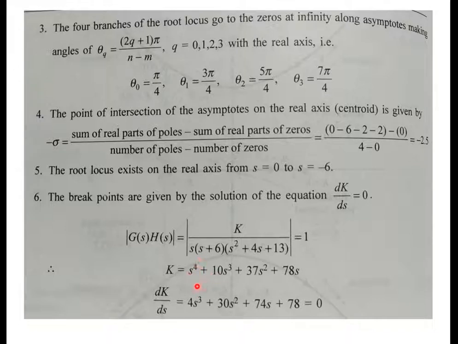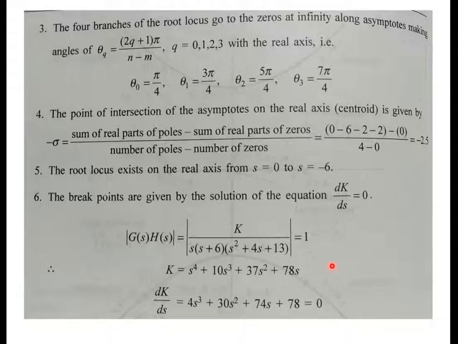When you do dk by ds, the derivative with respect to s, s to the power 4 gives 4s cube plus 10 into 3, 30s square plus 74s plus 78, equal to 0. Just take the solution. This solution is very easy; you can put the equation in the calculator. In the calculator you will get the values s1, s2 and s3: s equal to minus 4.1, then minus 1.65 plus or minus j1.386.